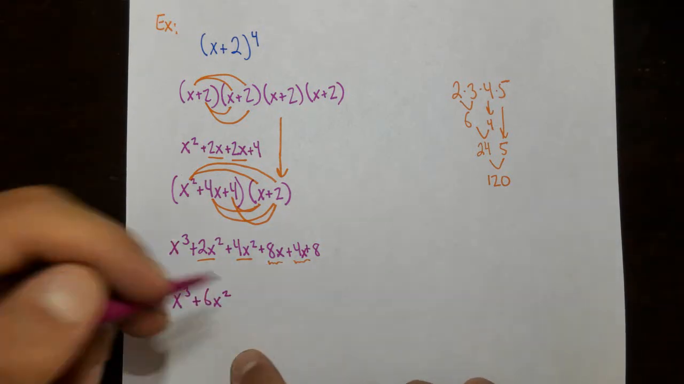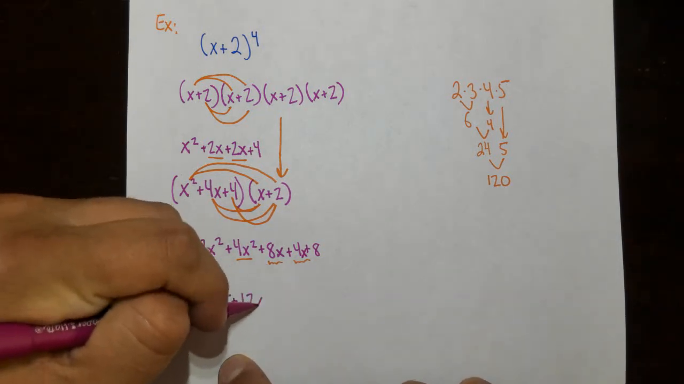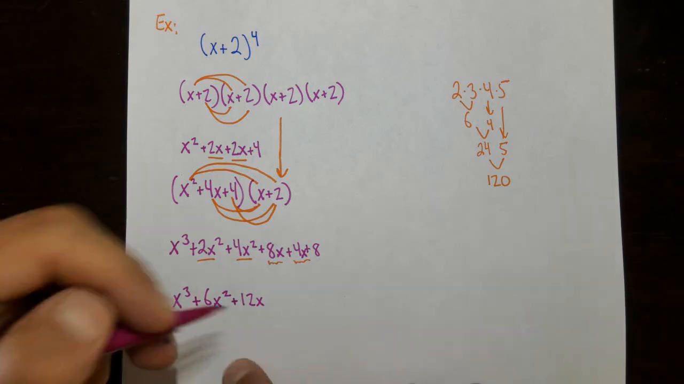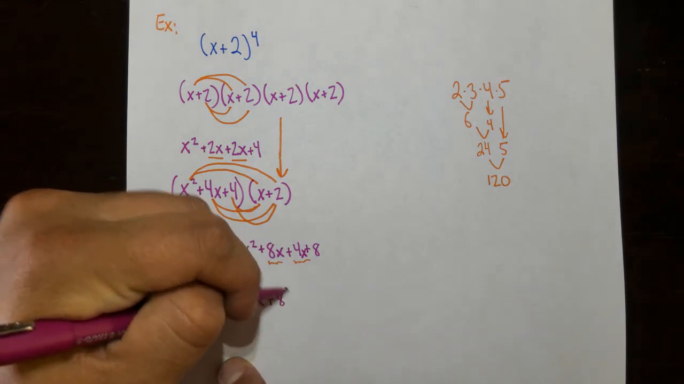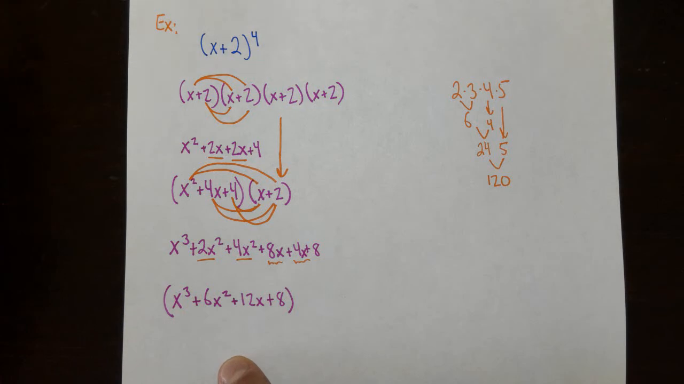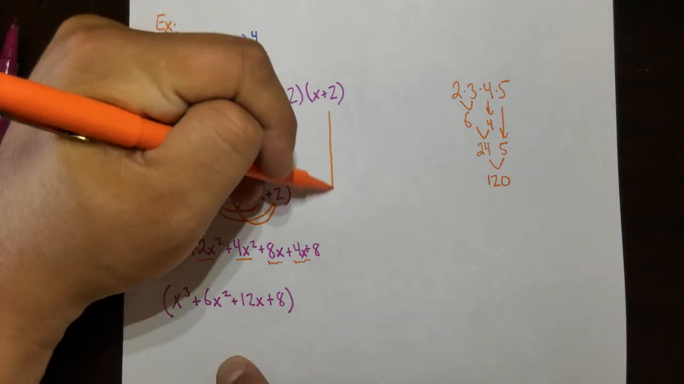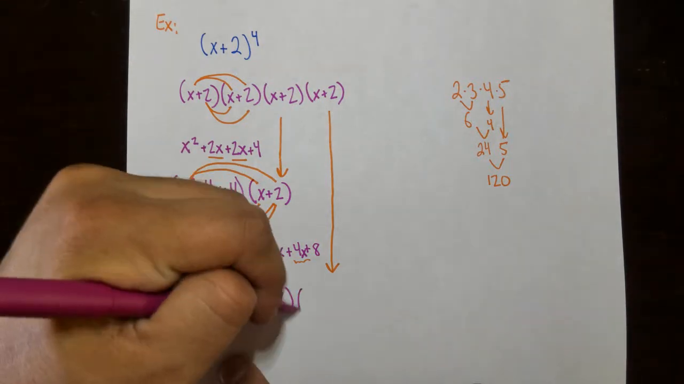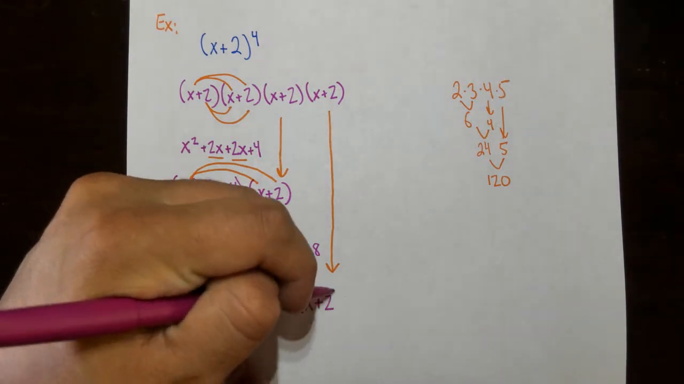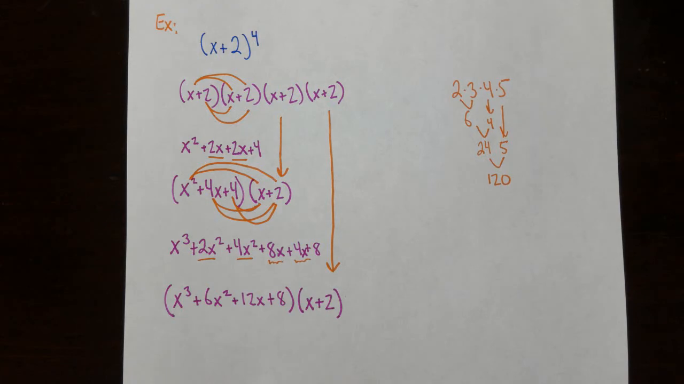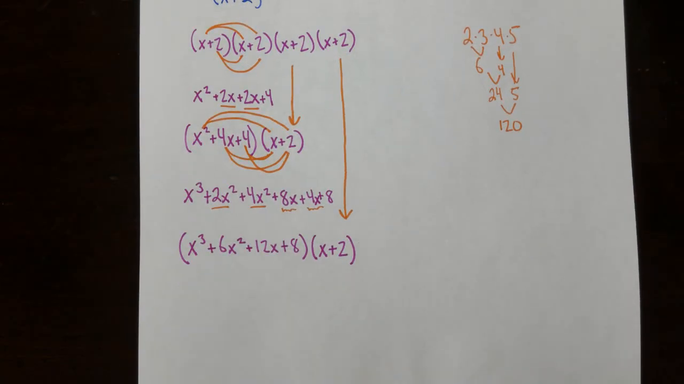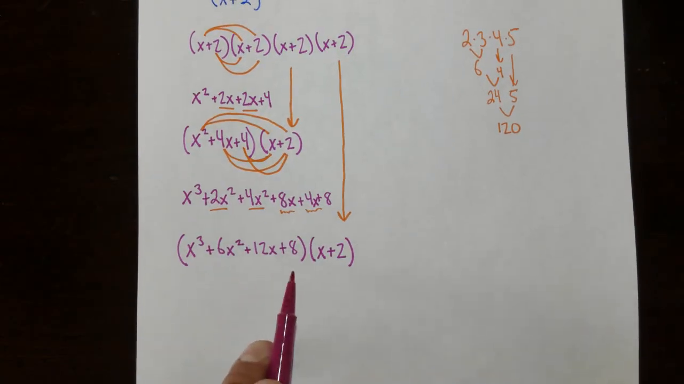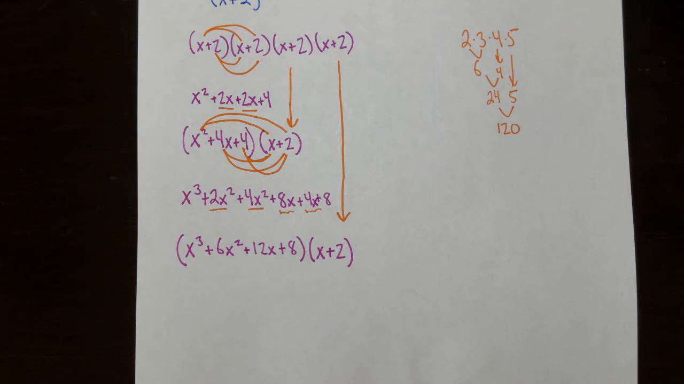8x plus 4x is 12x, and then plus 8. And then finally, we have that last factor still hanging around. We're going to have to multiply that last one in as well. And that'll be the last one we do. So again, we're going to do the same concept here. We're going to multiply all of these terms in the first factor to all the terms in the second factor.